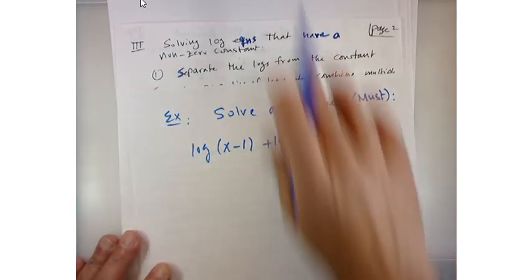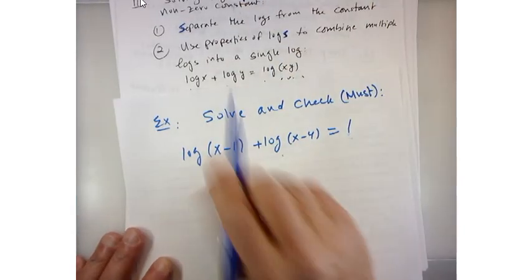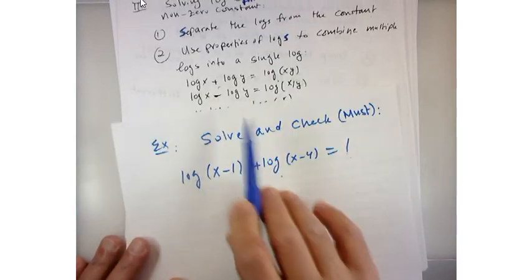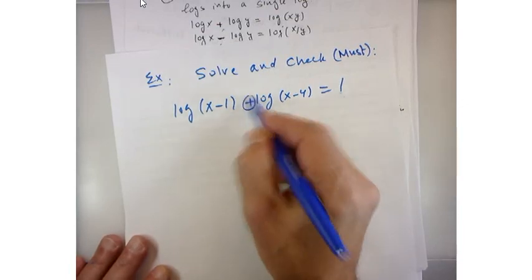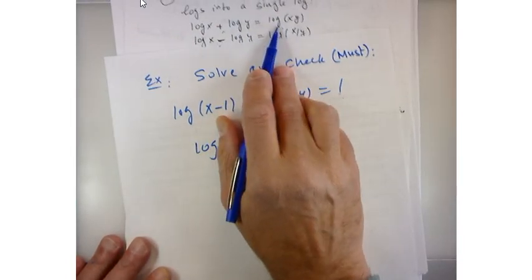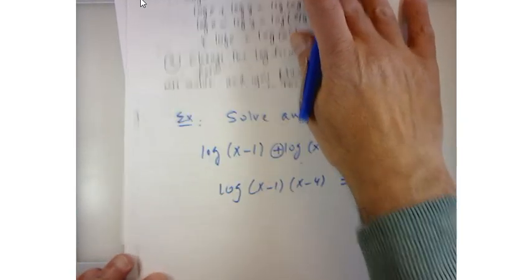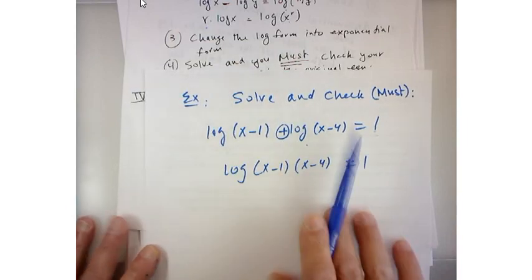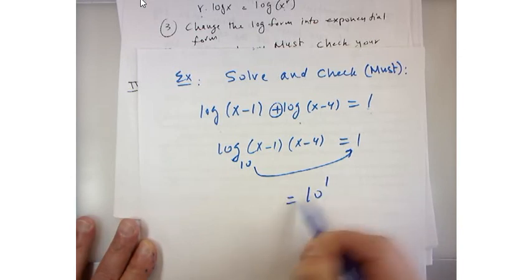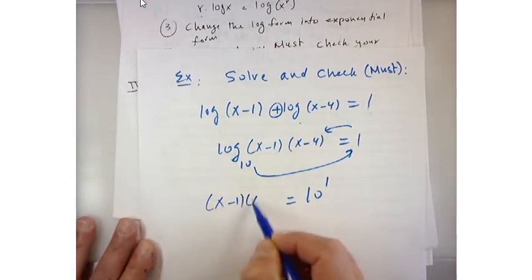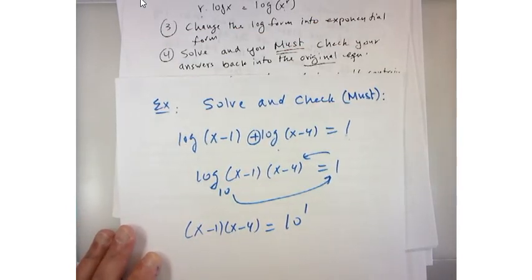They're already separated. And then use the properties of logs to combine multiple logs into a single log. If it's a plus, it changes into times. If it's a minus, quotient. If you have a number in front of it, you put it as a power. So this is a plus, it changes into times. So we're using the first rule: log of x minus 1 times x minus 4 equals 1. The next step, change the log form into exponential form. We look at the base, remember how we did that? We go across: 10 to the 1 equals x minus 1 times x minus 4, and we drop the log because now we're in exponential mode. And then solve, and you must check your answer.